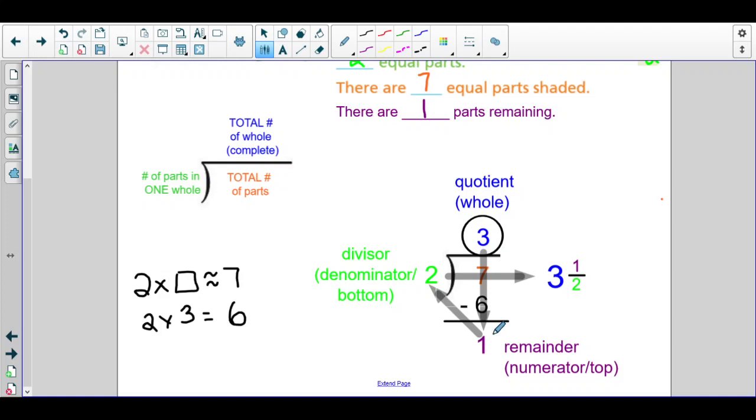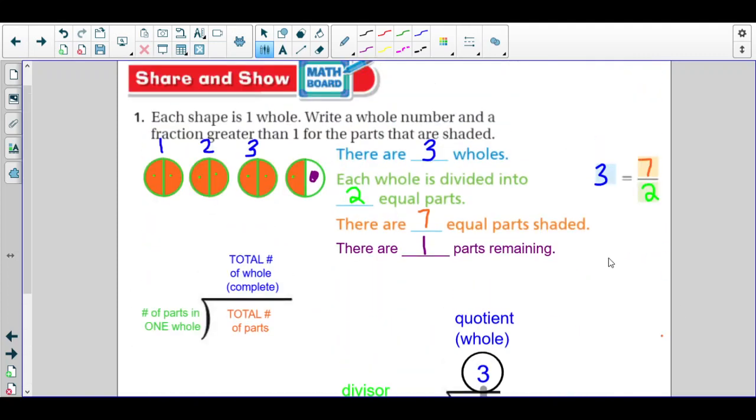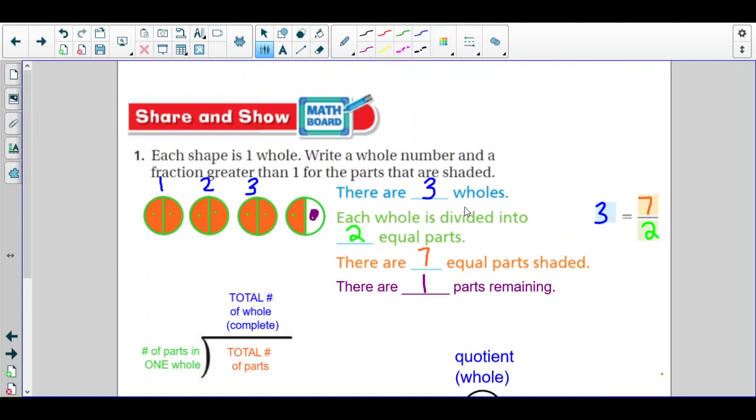And then I'm going to make the fraction. I'm going to circle the whole number up here. That's 3. I'm going to come down and get my remainder. That's the 1. I'm going to come across here and grab what I divided by. That's the 2. And create the fraction 3 and 1/2, which up here is exactly what I have. I have 3 1/2 of these shapes that are filled in. 1 whole, 2 whole, 3 whole, and then 1/2.